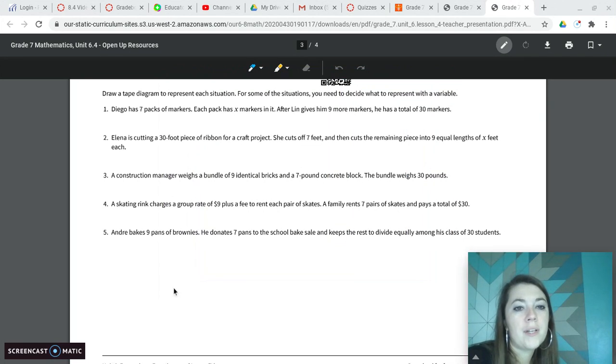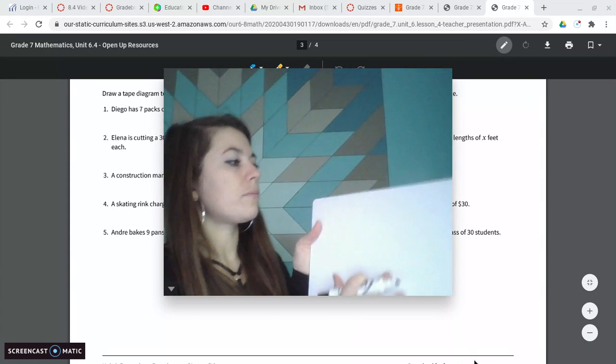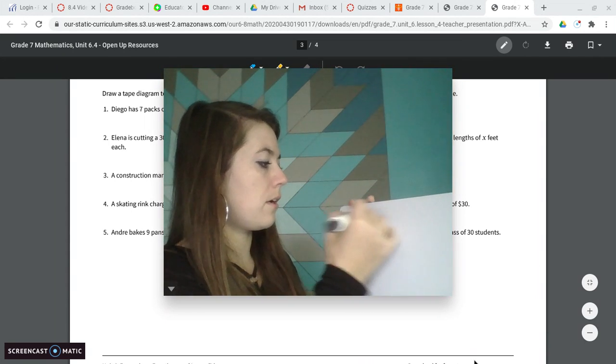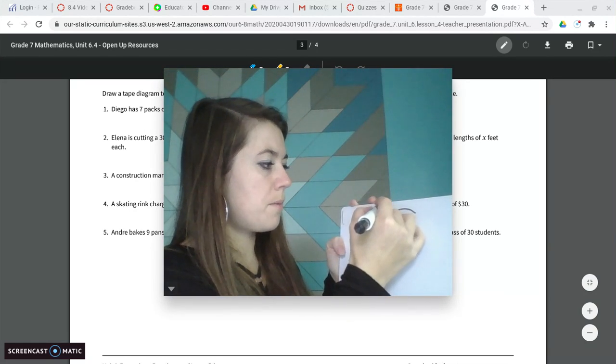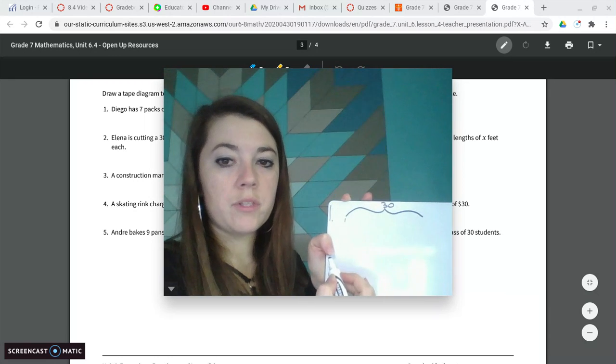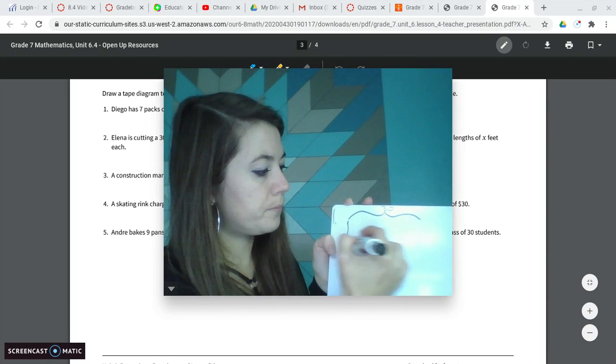All right, for number 1, Diego has 7 packs of markers. Each pack has X markers in it. After Lynn gives him 9 more markers, he has a total of 30 markers. So we want to draw a tape diagram to represent this situation. So in total, he has 30 markers. So across the top, that's going to be 30. So it's going to be 30 at the top.